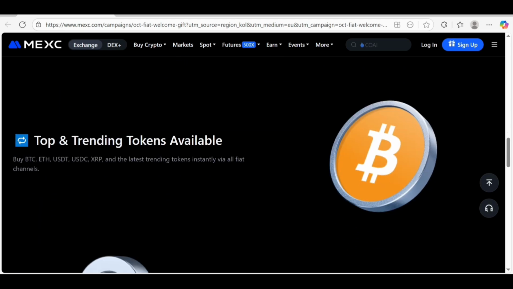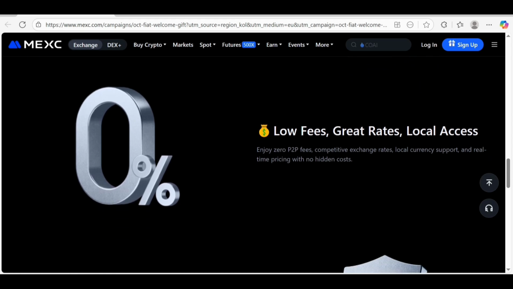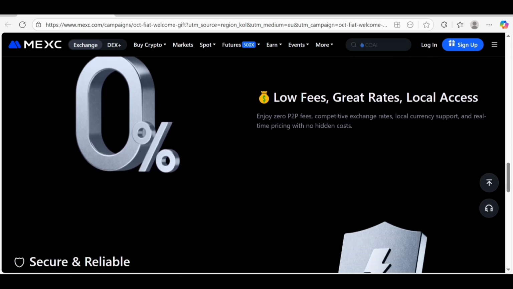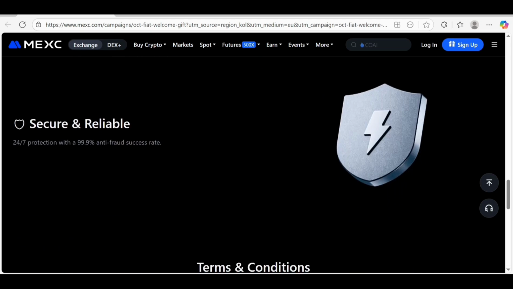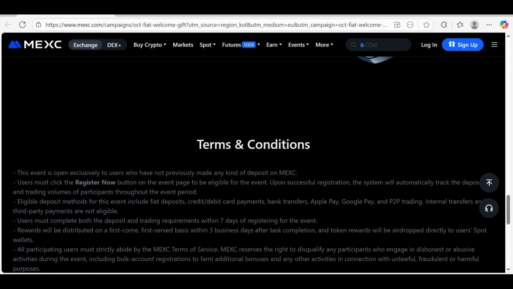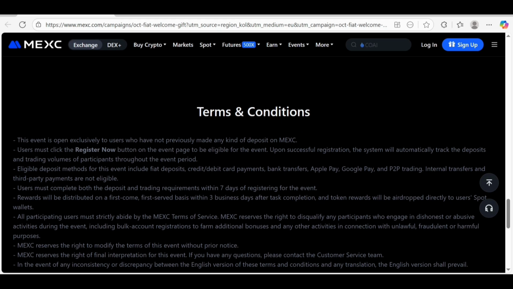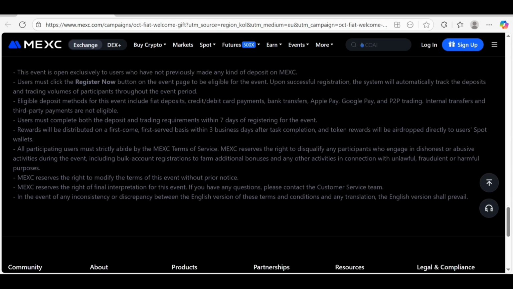After that, top trading tokens are available there, like BTC, Ethereum, USDT, USDC, and lower fees and credit are also available. You enjoy zero P2P fees, competitive exchange rates, local cryptocurrency support, and transparent pricing with no hidden costs. They also give secure and reliable service, and their terms and conditions are here. You can go and read their terms and conditions on how to complete these rewards. This is a super easy way to do that.